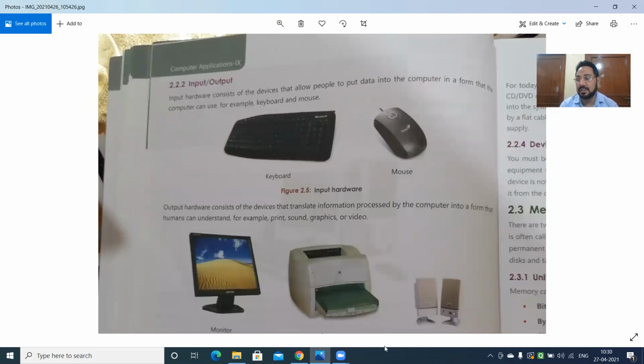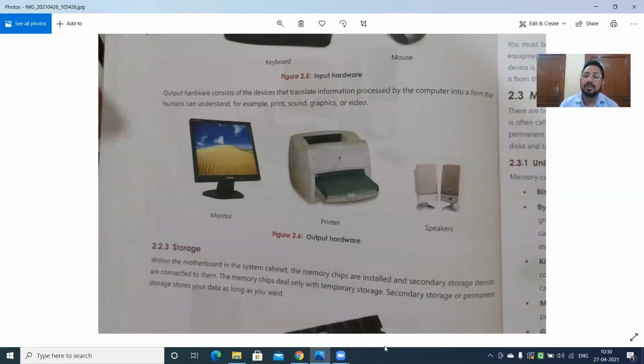Input takes the input from the user. Input hardware consists of the devices that allow people to put in data, such as the keyboard, mouse, etc. And output devices are those devices that display the data, or which can be printed onto paper, or the audio or video we get on the screen. These are the results of the output devices. So output devices are monitor, printer, speakers.